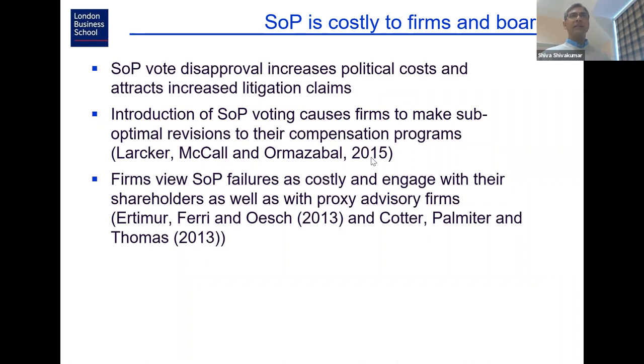And consistent with these costs being significant, Larcker, McCall, and Ormazabal show that firms take a lot of actions in order to obtain the SOP votes. So for instance, they actually make the compensation programs much more in line with what the proxy advisors require these firms to have, even though they might be suboptimal for the firm. They find that the SOP voting adoption has caused firms to change their behavior.